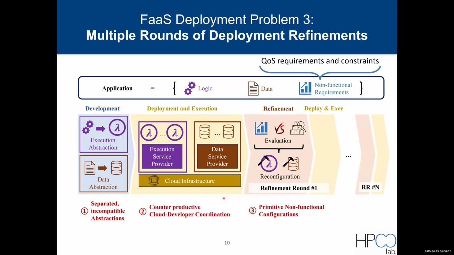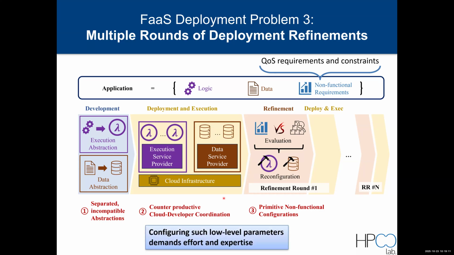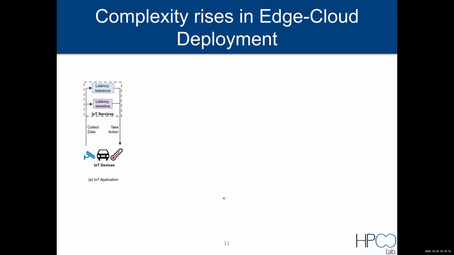Lastly, the parameters that the cloud provider gives us are still something like CPU and memory utilization or concurrency control, which are quite primitive. So basically, you don't know what you're going to get from these parameters. What you need to do is multiple rounds of trial and error. And this complexity goes even beyond that when we need to deploy in an edge cloud deployment.